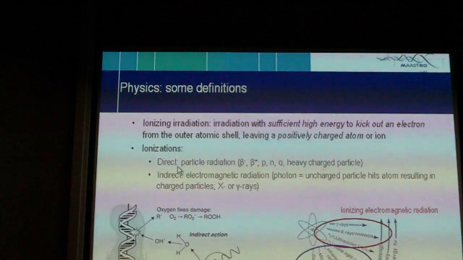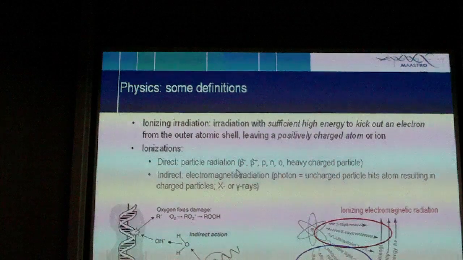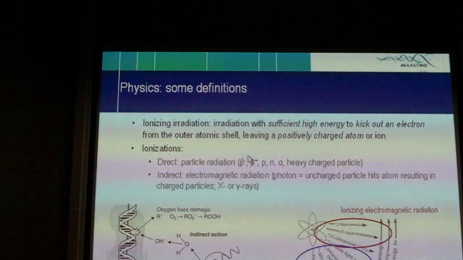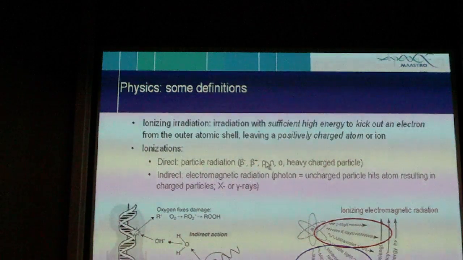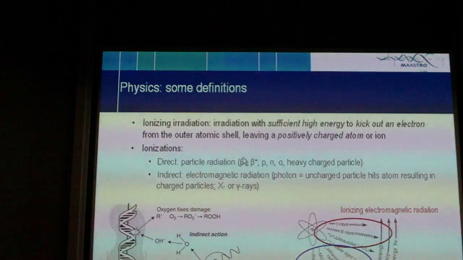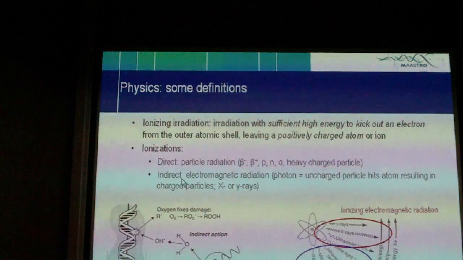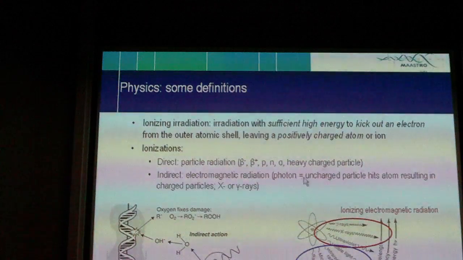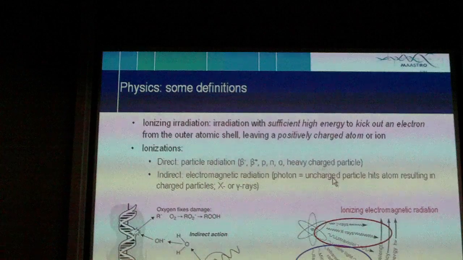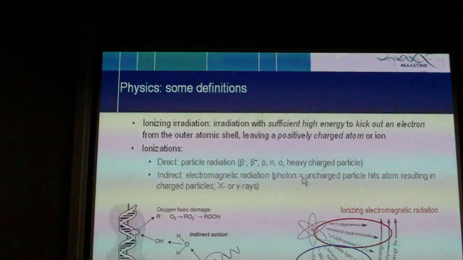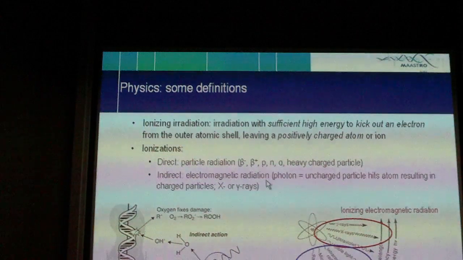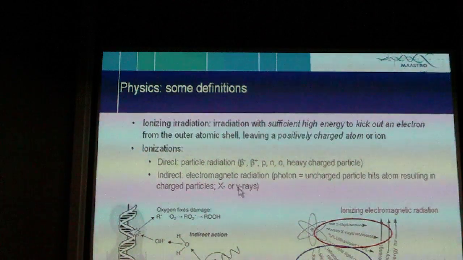So it can be in such a way that you use particles. Particles are charged or uncharged pieces of matter. It can be an electron, a positron, a proton, a neutron, an alpha particle, or a heavy charged particle. It can also be indirect, by electromagnetic radiation. This emits a photon, which is in essence uncharged, and this photon travels around and hits an atom, resulting in charged particles. Examples of this electromagnetic radiation are X-rays or gamma rays.